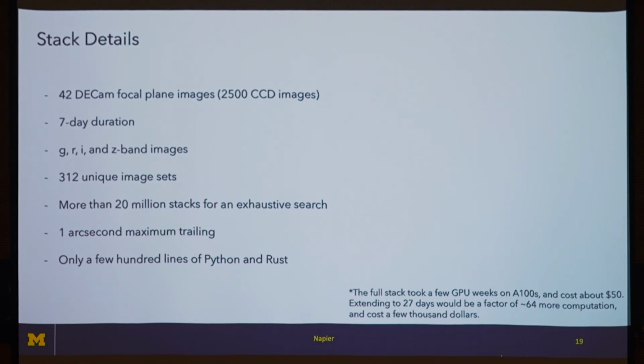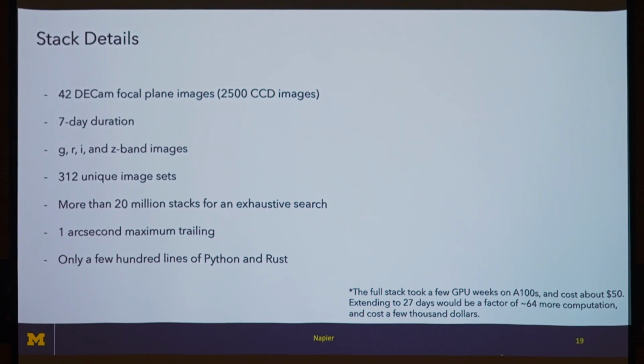From these 42 images that I'm considering, 2,500 CCD images, they span 7 days, and they're in G, R, I and Z bands to make things more complicated. There are 312 unique image sets, and more than 20 million stacks to execute for an exhaustive search at 1 arc second maximum trailing. And it only took a few hundred lines of Python and Rust to get this done, which is pretty cool.